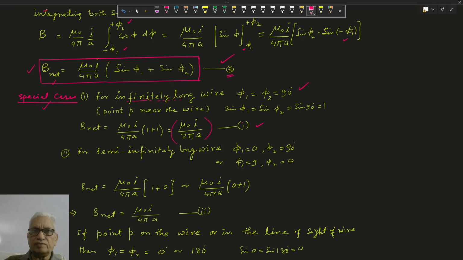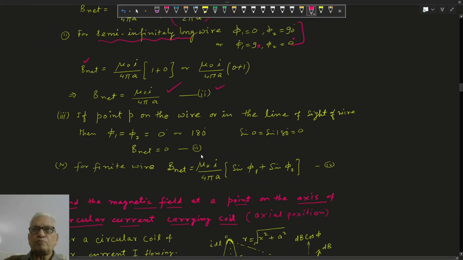Question 1. If the wire is semi infinitely long, एक साइड से 0 है, एक साइड से 90 है. Phi 1 is 0 then phi 2 is 90; phi 1 is 90 then phi 2 will be 0. So this way B naught will be mu naught I upon 4 pi a, (1 plus 0) or (0 plus 1). ये मिल गया फॉर्मूला given by equation 2.